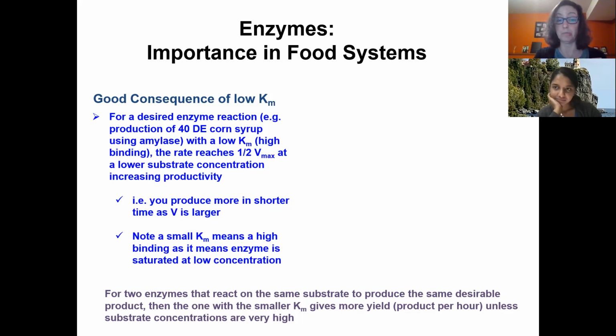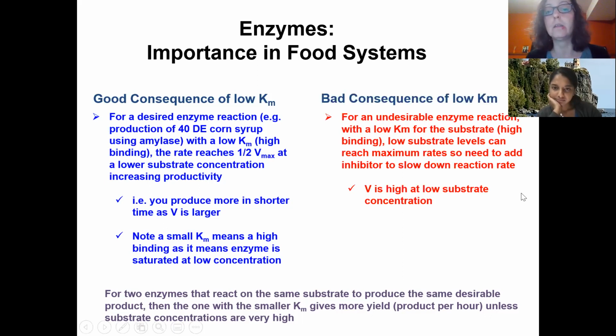So if the concentration of the substrate is high, it really doesn't matter. But when the substrate concentration is not that high, then we choose the enzyme with the smaller Km. So when is the consequence bad of low Km? We don't want a low Km when we have an undesirable enzyme reaction going on, like polyphenol oxidase and browning. We really don't want a low Km of the enzyme polyphenol oxidase to the substrate that we have, because at low substrate concentration, we're going to get high rates, and in the polyphenol oxidase case, that means high browning.